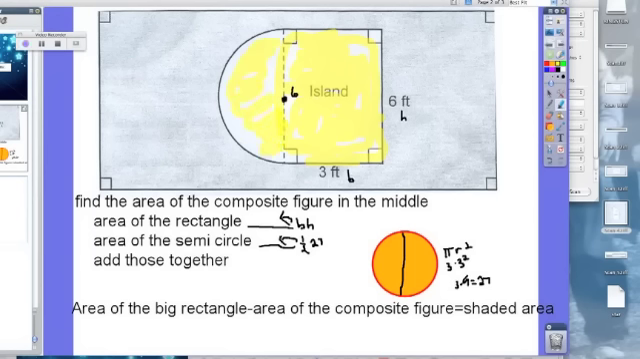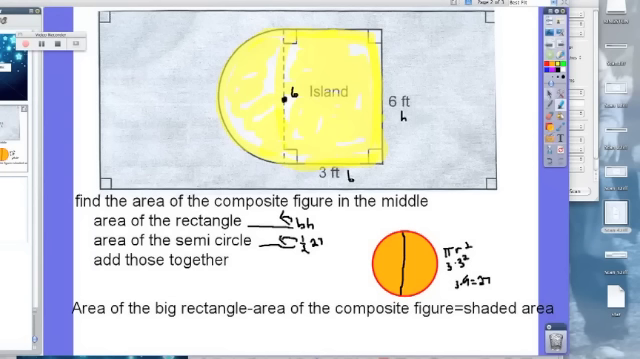Well, the question is asking for the shaded area. Remember, this part is going to be removed. But we have to find the area of the shaded area, and then we need to subtract out this island. All right, so this one is very basic. Numbers on your paper, it's 18 and 8. You find the area of the big rectangle. Once again, that's b times h.